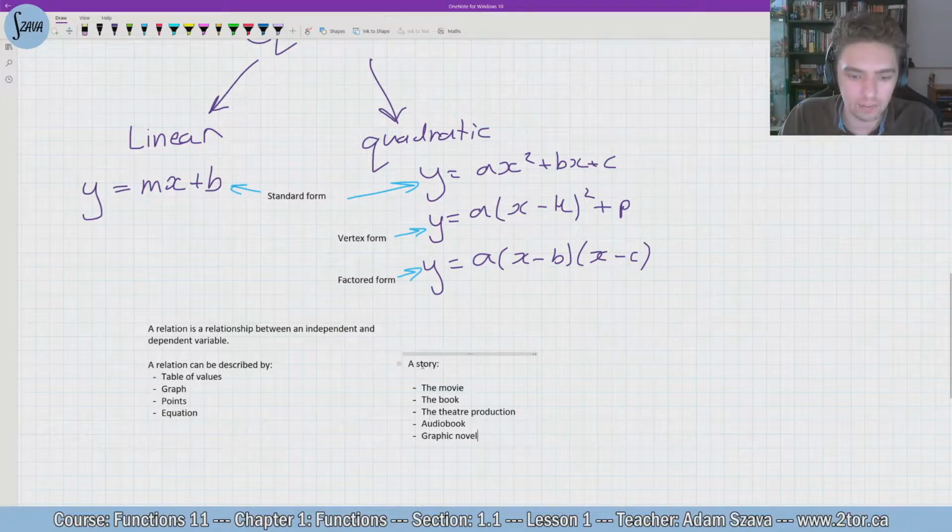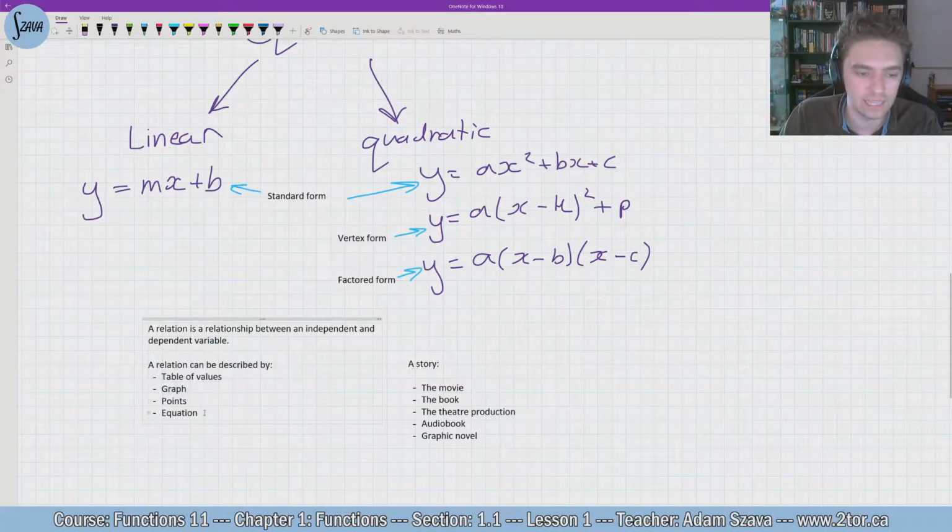But the story itself is something a little bit more abstract, right? It's the ideas, it's the characters, it's the plot. So just like here, a relation is not any one of these things. These are just ways to show the relation: through a table of values, through a graph, through points, through an equation. Equation is usually the best way, right? Can I highlight it here? Yeah, equation is usually the best way.